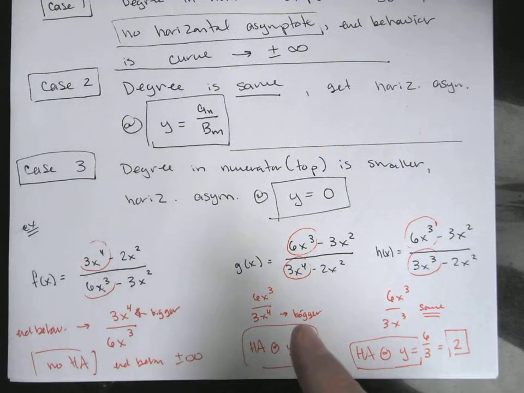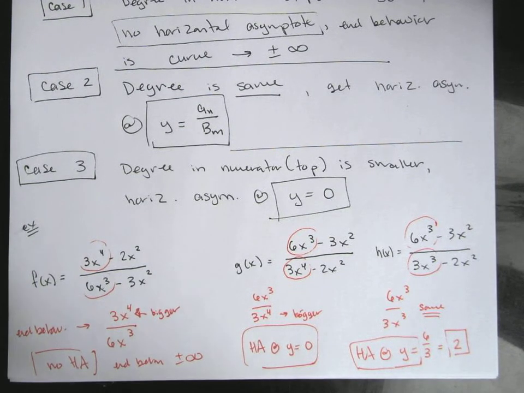All of our ups and downs and these other asymptotes, the holes and the x-intercepts, all that stuff is still happening here in the middle. So that's our test and our setup cases for horizontal asymptotes.